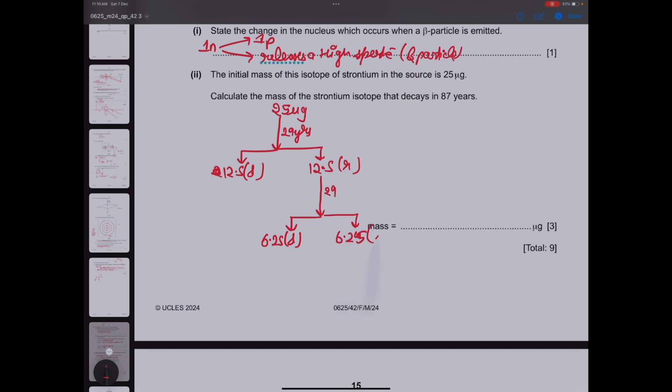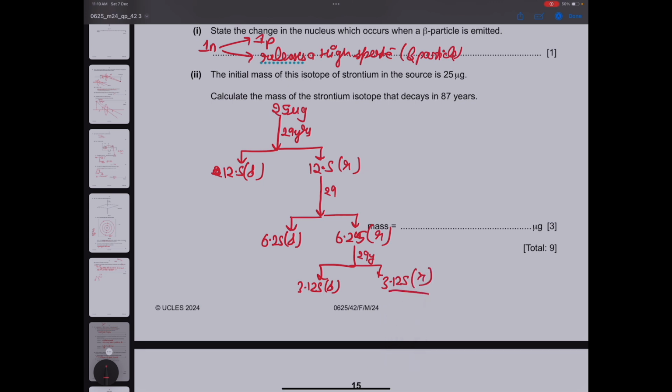25 micrograms for the first half life, 29 years, 12.5 decayed and 12.5 is remaining. Then next half life, another 29 years. Out of this, 6.25 decayed and 6.25 is remaining. In the next half life, 29 years, 3.125 decayed and 3.125 is remaining.